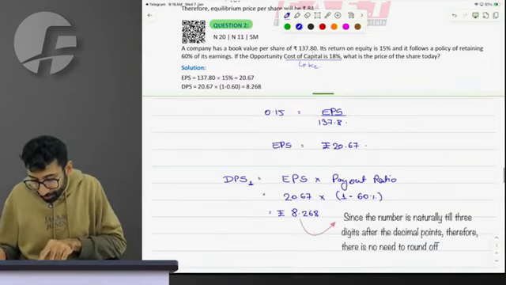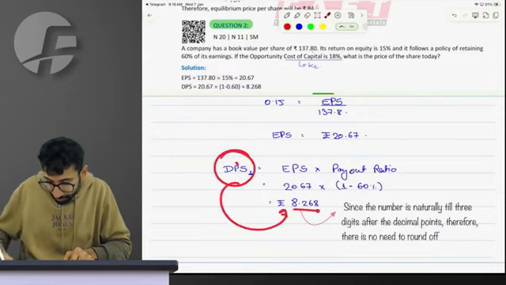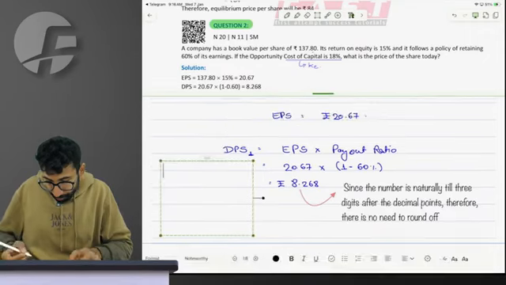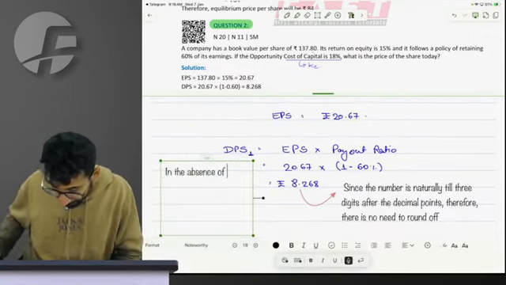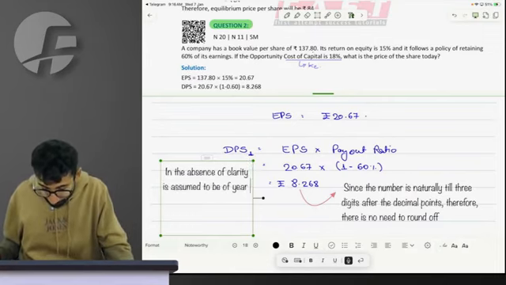Do we have the D1 ready with us? Yes, the dividend of the first year, automatically assumed, is 8.268. If we want, we can write down one more note here. In the absence of clarity, dividend is assumed to be of year 1.